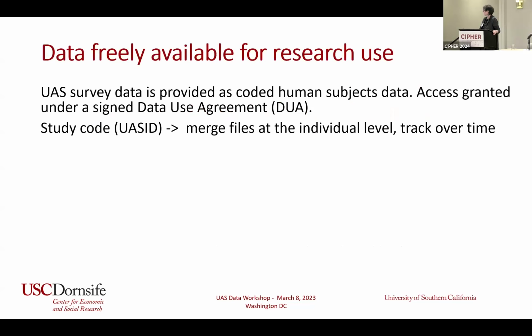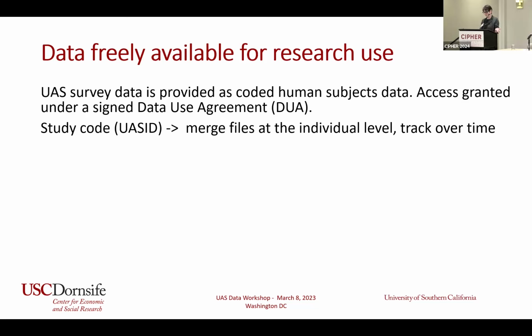All right, so as I just mentioned, the survey data is collected as human subjects research data. No identifiers in the data files. Instead, we tag individuals with a study code called the UAS ID. The UAS ID can then be used to merge or link all of the UAS data together at the individual level and also to be able to track change over time in the panel.